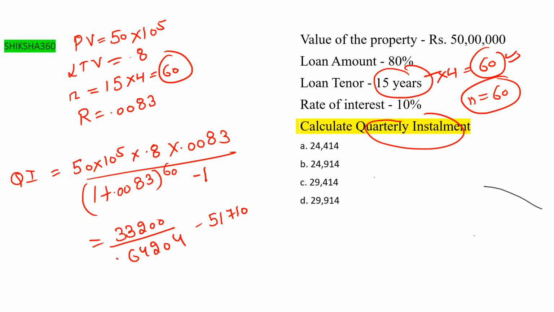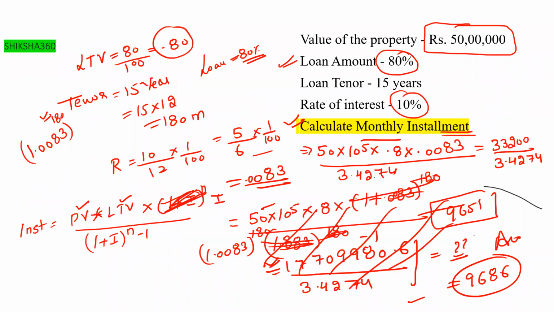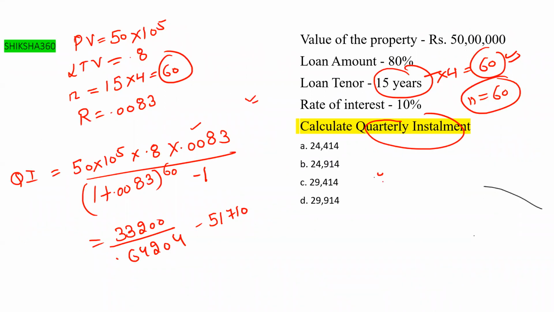So please check once again. Basically we are doing one mistake here. In the previous question we got the installment, 9686. When we multiply by 3, we will get our installment near about 29,000.